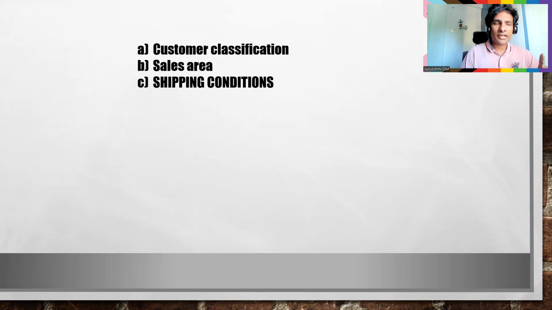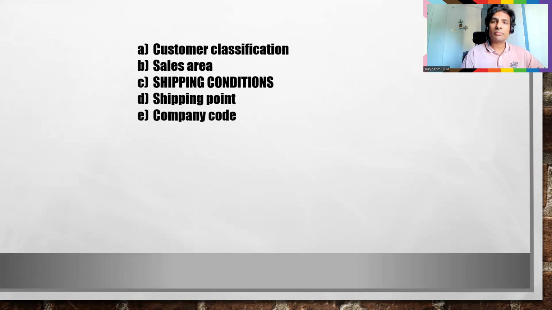Shipping condition is again an attribute, it is not required, so C is not correct. D, shipping point, again there is no relation to the customer. It is indirectly linked with the plant, actually the delivering plant. It is again optional. So E, company code, this is correct. The B is the correct answer, and E, company code, is the correct answer.